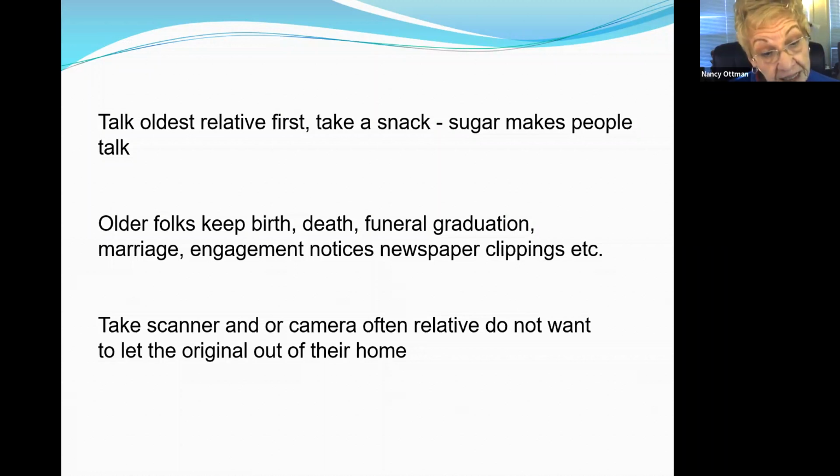Now, you have to take a scanner or a camera with you because oftentimes relatives don't want this original information to leave their homes. So with our cameras today, you certainly can get some good pictures of that information so that you don't have to sit and write all of that down.